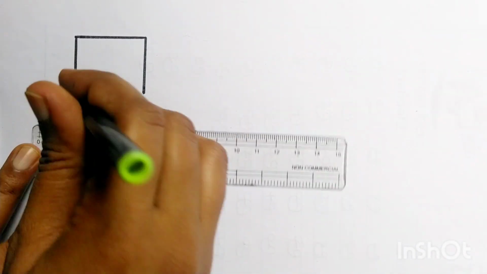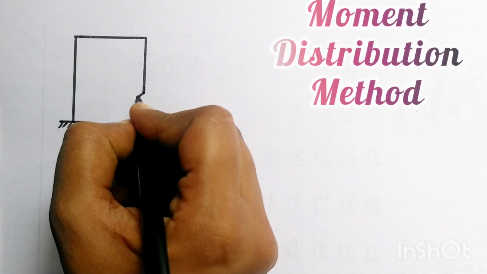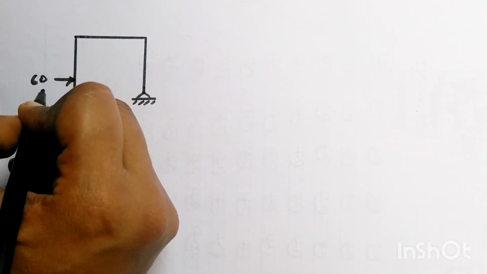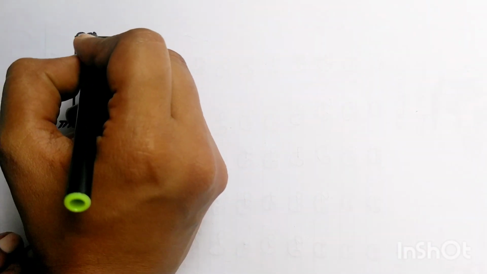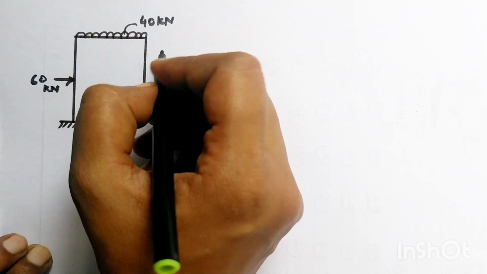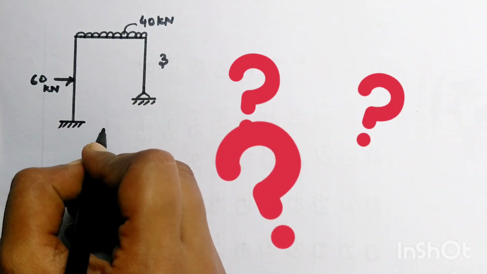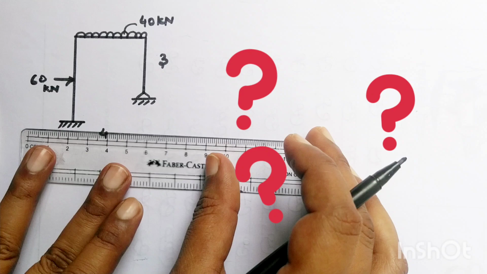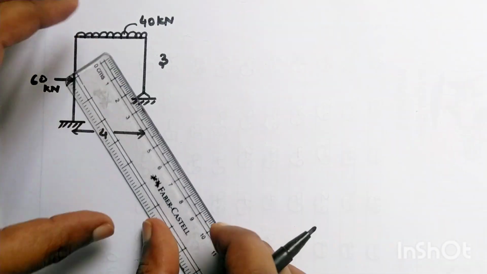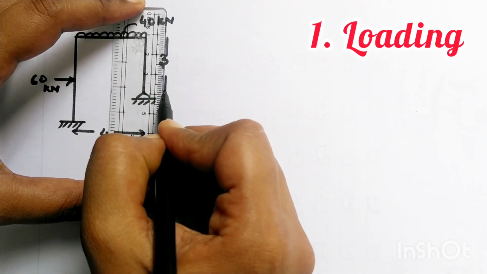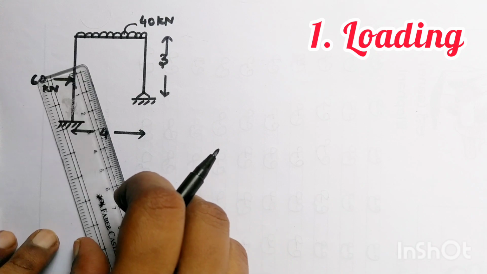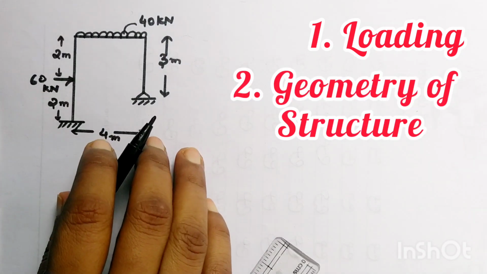In this video, we'll be learning about the moment distribution method and we'll be solving this question which has appeared in some previous examination. So, first point, how to understand that this problem is a sway problem. For that, we have to check the loading, whether the loading is vertical, horizontal or both. We have to check the symmetry of the frame.